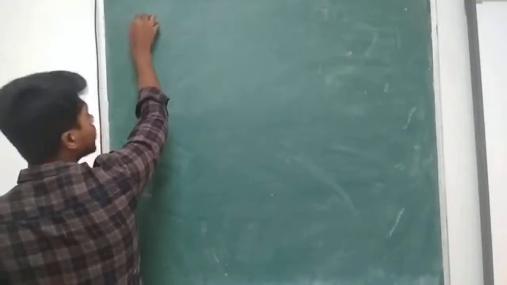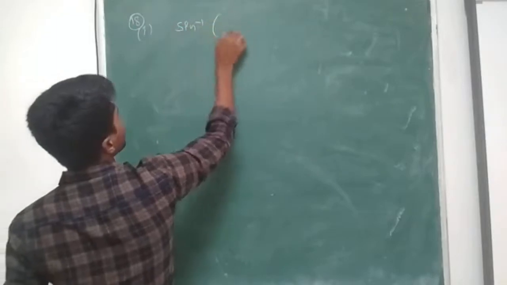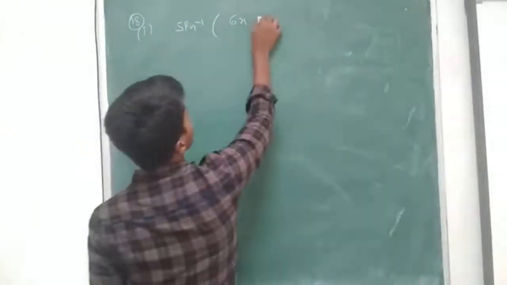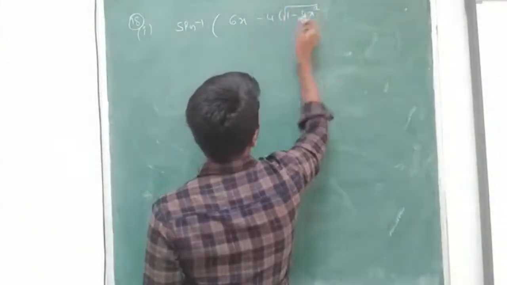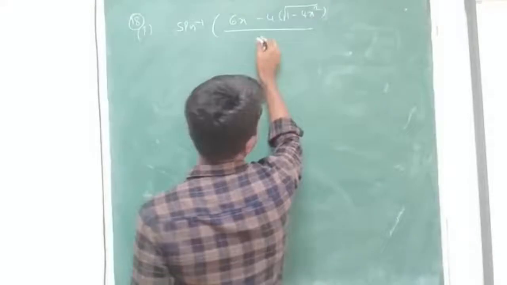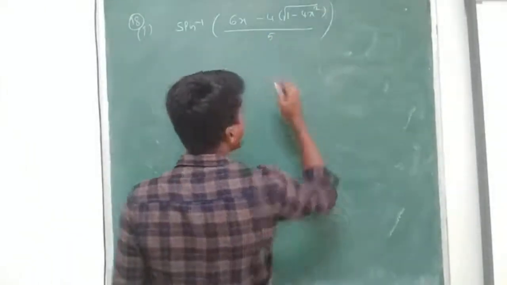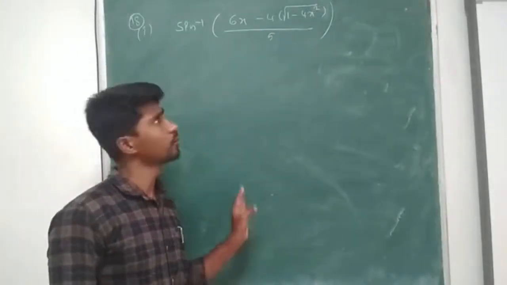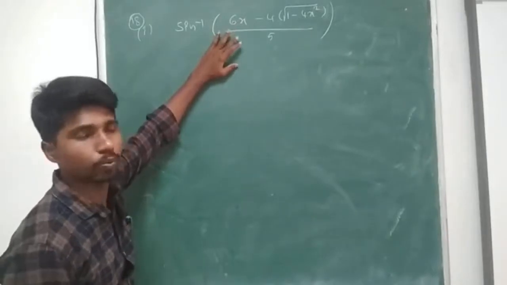Question number 18: sin inverse of (6x minus 4 into the square root of 1 minus 4x square) by 5. Find the derivative. Previously we have done two problems, so we can do this one also in the same way. I will just give the hint; you have to complete this problem.